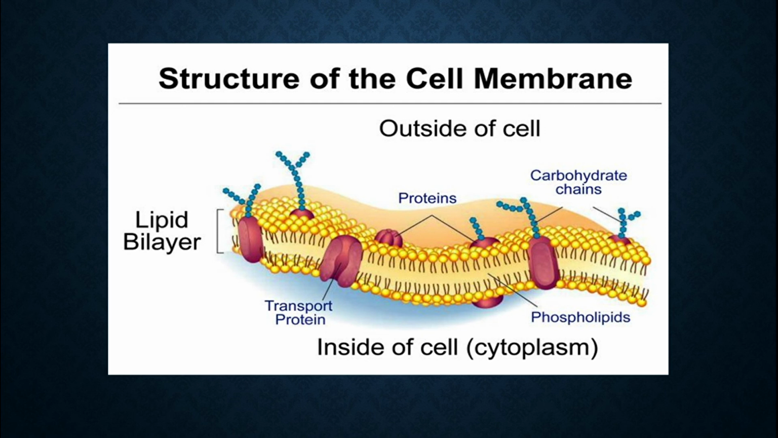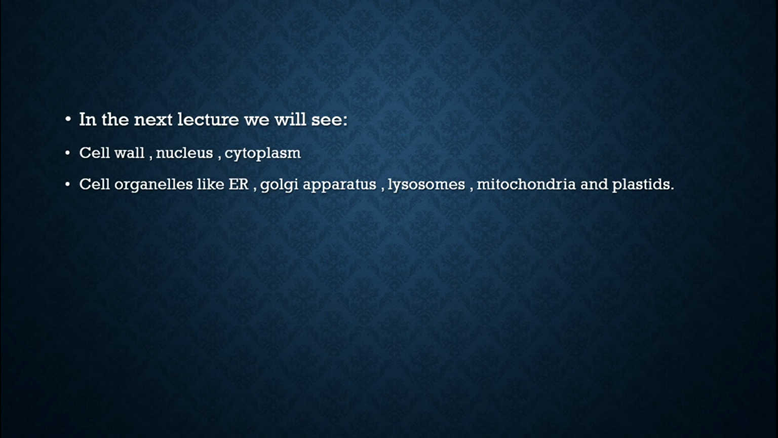So for today, I think this is enough. We have seen diffusion and osmosis, their definitions and differences, the functions and characteristics of the plasma membrane, the cell membrane, and what the cell wall is made up of. Now in the next lecture, we will see more about the cell wall, nucleus, cytoplasm, and cell organelles like the ER, that is the endoplasmic reticulum, Golgi apparatus, lysosomes, mitochondria and plastids.